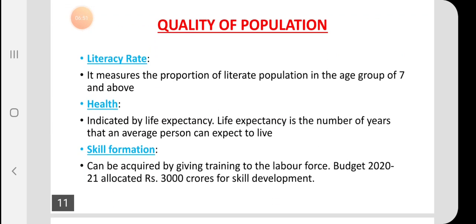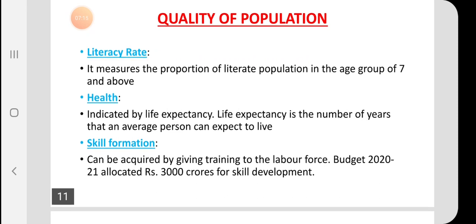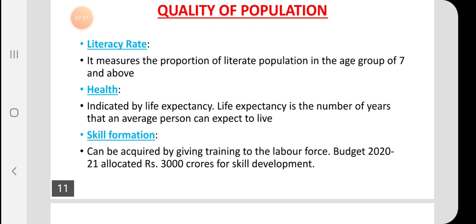So now, quality of population. What determines quality of population? There are certain factors like literacy rate, health facility, and skill formation. These things determine the quality of population. What is literacy rate? As you all know, literacy rate measures the proportion of literate population in the age group of 7 and above years. Health facility is generally indicated by life expectancy. What is life expectancy? Life expectancy is the number of years that an average person can expect to live. That is life expectancy. Then skill formation.